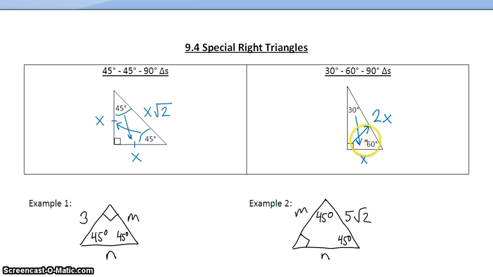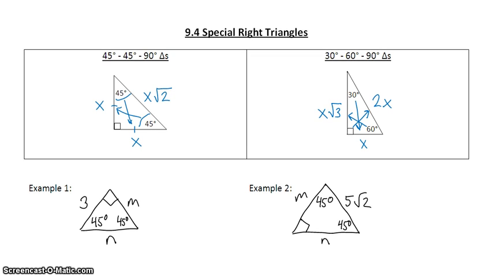And our middle side, across from our middle angle, across from our 60 degree angle, is going to be longer than our shortest side, but shorter than our longest side. It's going to be right in the middle. So we're going to take our shortest side and multiply it by a number that has to be greater than 1 and less than 2. It turns out that that length is exactly the square root of 3.